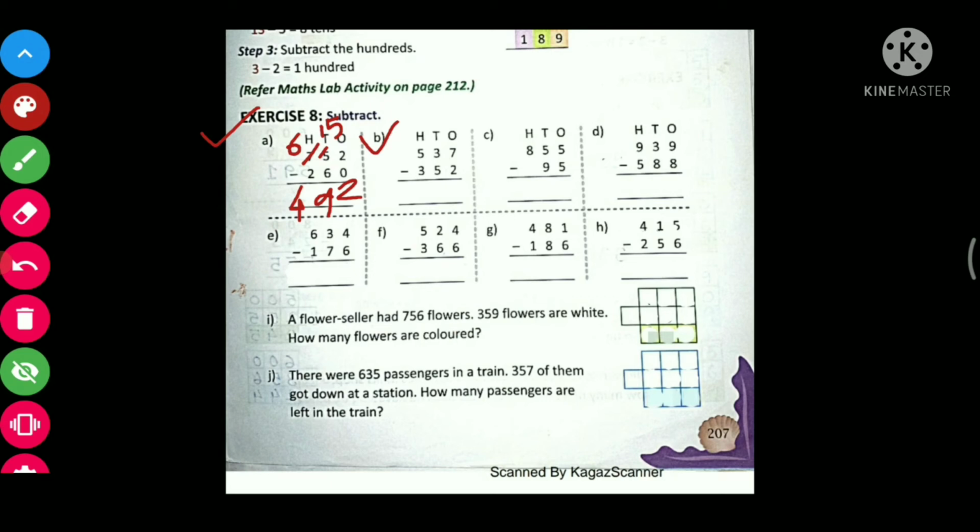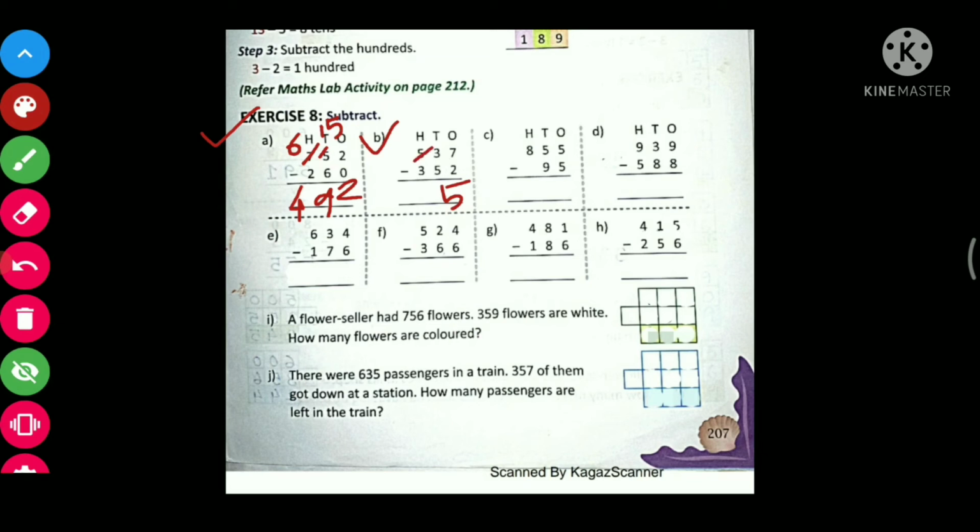So see, in ones place 7 is there, we need to cut 2 lines. Okay, so 7 lines are there, and we have to cut 2 lines. Now how many lines will be left behind? 5, right? Now see, in tens place 3 is there, and we have to cut 5 lines. So it is not possible, right?